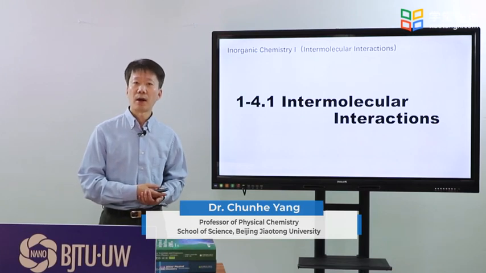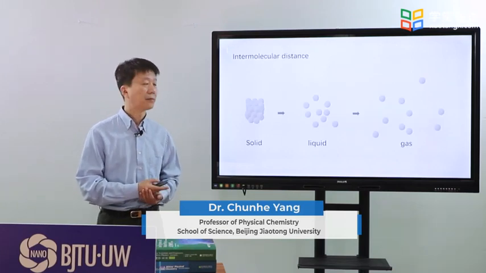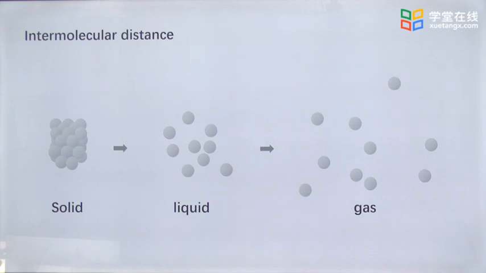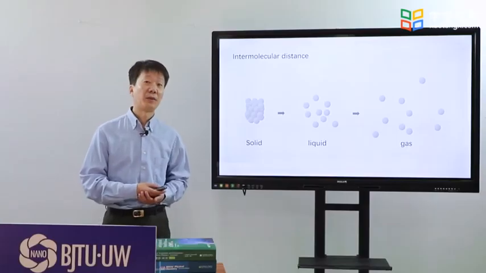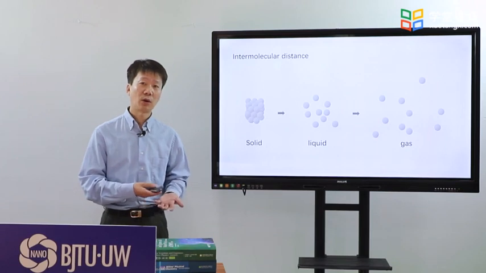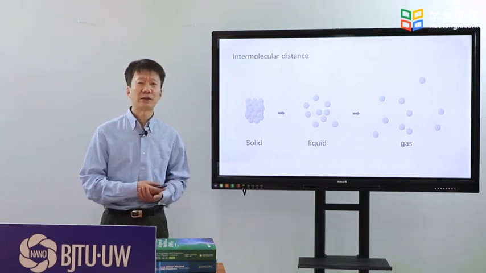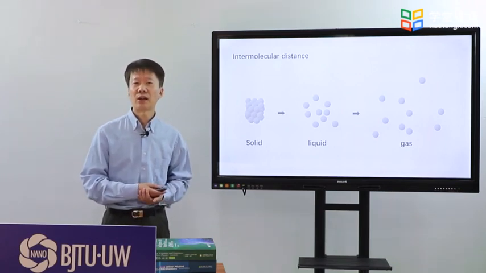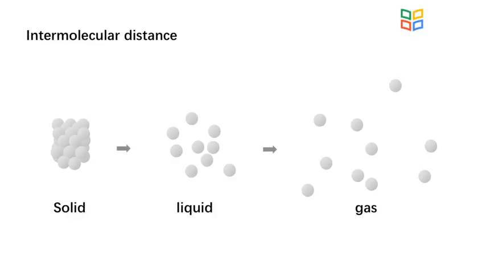Let's talk about the intermolecular interactions. We all know that intermolecular distance for gases, liquids, and solids are different. You can walk in the air, the gas. You may swim in the liquid, water. But you cannot even put a finger into a solid, because the solid is very dense. The intermolecular interactions in solids are strong.